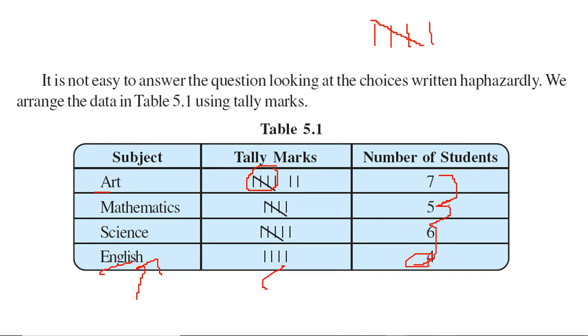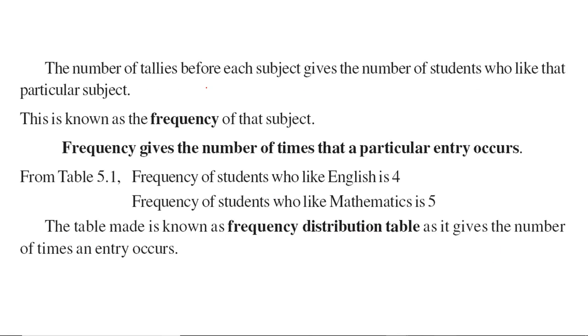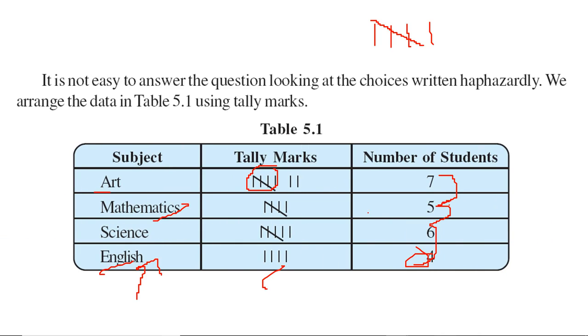English 4. So the number of tallies before each subject, as you just saw, is the number of students. We represented it by bars, or you can say vertical bars, and finally we computed it. And this is also known as the frequency. The 7, the 5, the 4, the 6, they are frequency. So frequency is the number of times that a particular entry is going to occur or is present there. In this, the frequency of mathematics is 5. So frequency is 5.